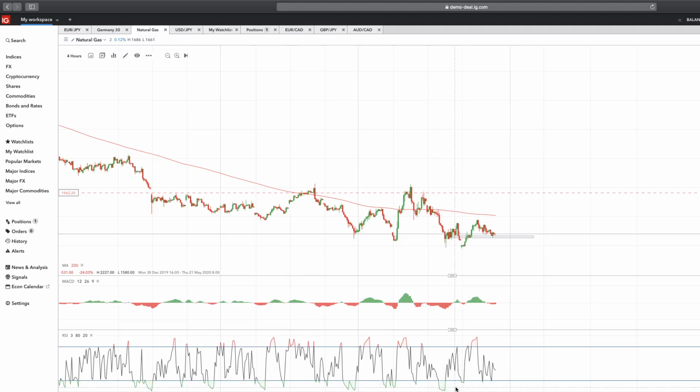My RSI has also confirmed that, so I've got more strength here than I have here, yet there's less price movement down here than there is here. So this is convergence against the price. They're both converging against the price. That's what that means.